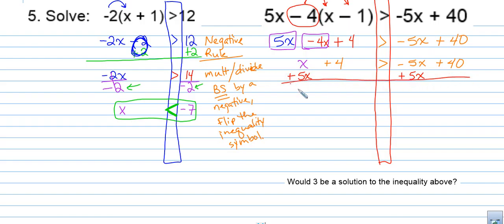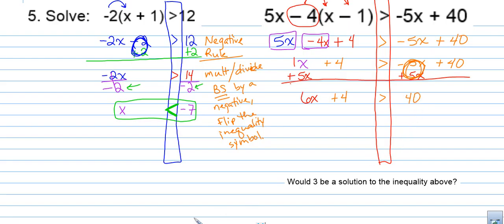X plus 5x, which is an understood 1, so 1 plus 5 is 6x. The plus 4 will come down. Since we did not multiply or divide, the sign will come down, and negative 5 plus 5x is 0. And then you have the positive 40.